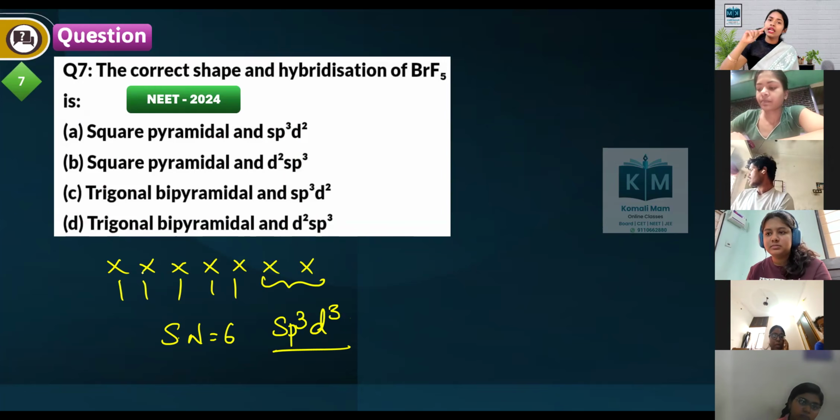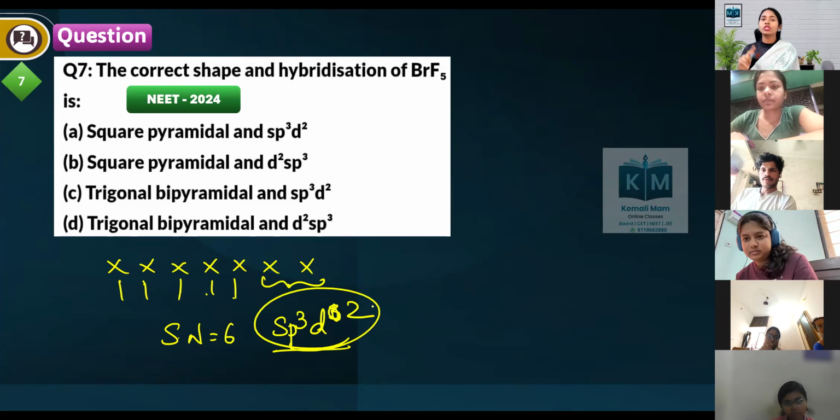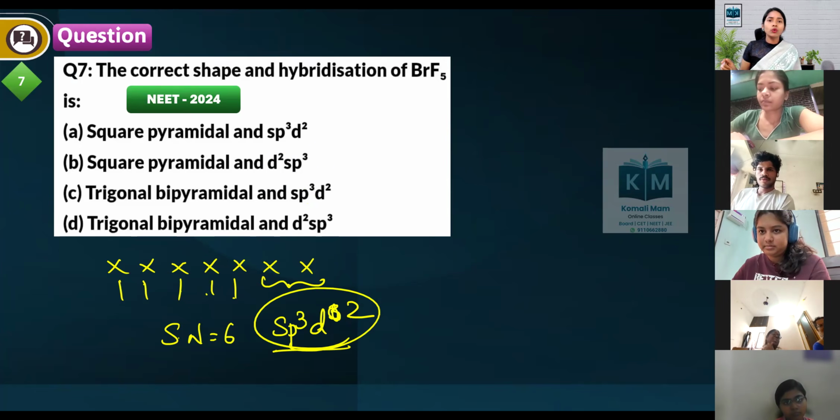BrF5, total electrons are 7. 1, 2, 3, 4, 5, 6. Steric number is 6. sp3d2 with one lone pair is what? Square pyramidal. sp3d2 with one lone pair is square pyramidal.